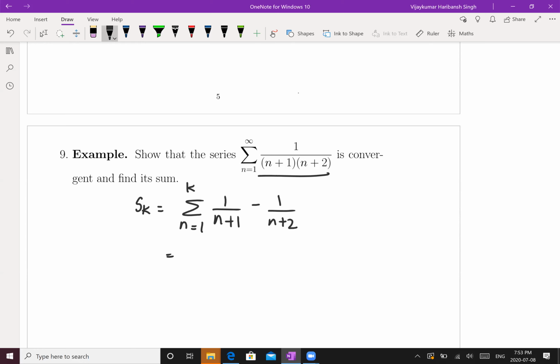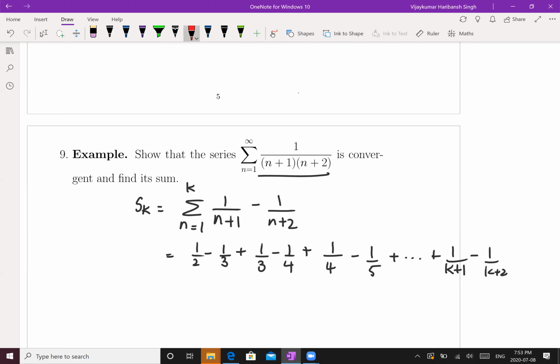So when you write this down, when n is 1, what do you get? You get 1 by 2 minus 1 by 3. When n is 2, what do you get? 1 by 3 minus 1 by 4. When n is 3, what do you get? 1 by 4 minus 1 by 5. And you keep on doing this until you get 1 by k plus 1 minus 1 by k plus 2. Now note that these guys cancel out. This 1 by 4 will cancel with this. So all of the internal terms get cancelled and you're left with half minus 1 upon k plus 2.